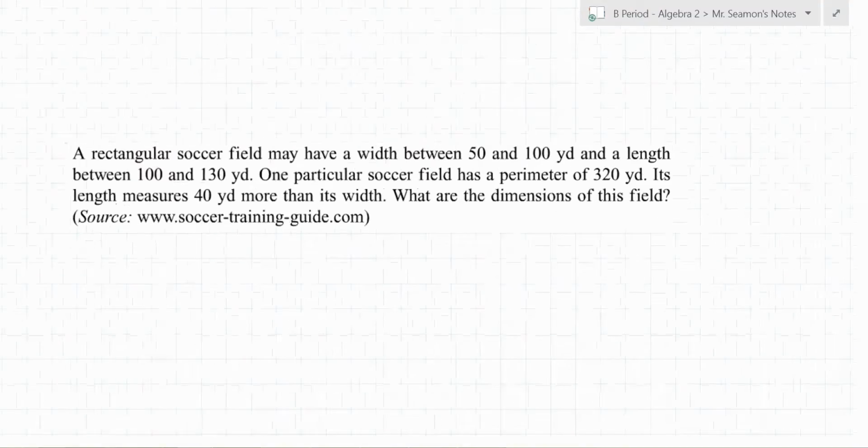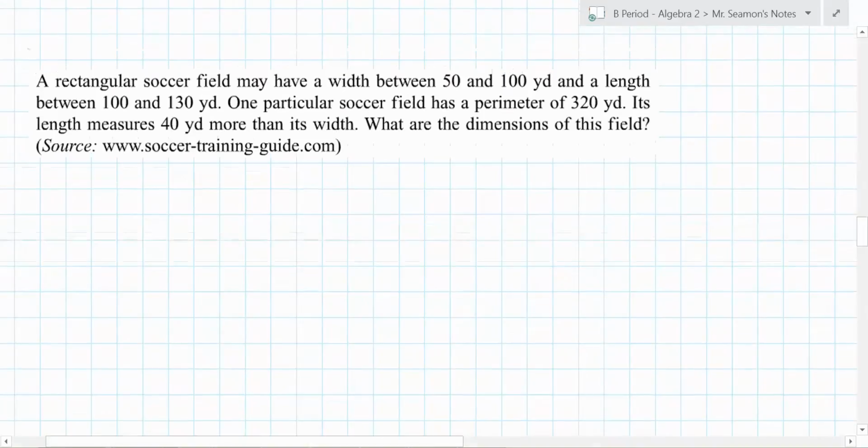A rectangular soccer field may have a width between 50 and 100 yards and a length between 100 and 130 yards. One particular soccer field has a perimeter of 320 yards. Its length measures 40 yards more than its width. What are the dimensions of this field?